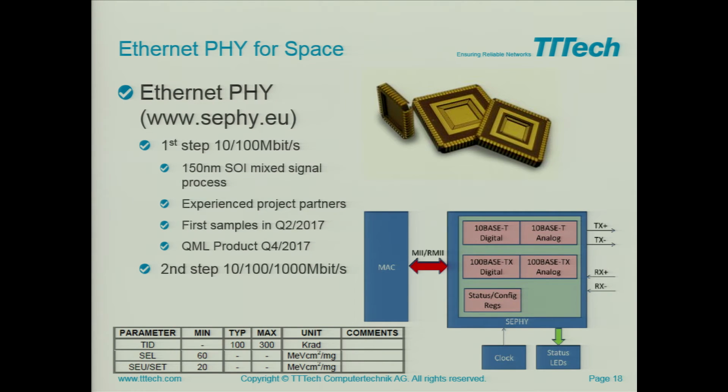Another component you need when you want to use Ethernet in space is a physical layer. We are currently working on a 10-100 megabit fully radiation-hardened physical layer. The first prototypes will be available in Q2 2017, and the QML product in Q4 2017. It's a simple but highly robust 10-100 megabit physical layer. There are also other activities for a 10-100-1000 physical layer; for example, TI will also come up with such a chip.